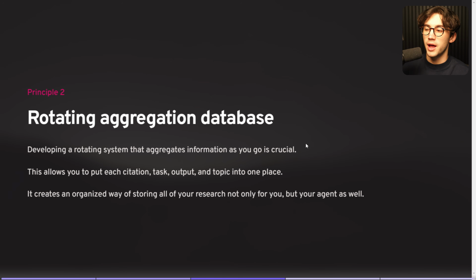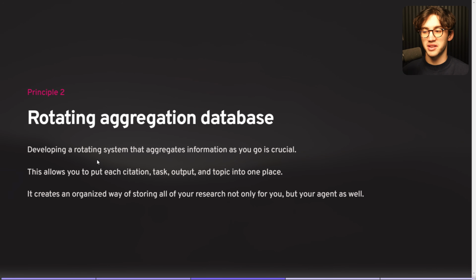Now, what's the next thing? Principle number 2 is a rotating aggregation database. This might sound confusing, but I'll break it down for you. You need to develop a rotating system, such as an Airtable, a Notion, or a Google Sheets, that aggregates information as you go. So this isn't one thing that you pull all of the information into at the very end of your automation, but something that you're using throughout your automation so that you can upload parts of your workflow to the Google Sheets. And then maybe later in the automation, you go back and you use that. This is important, having a rotating aggregation database.